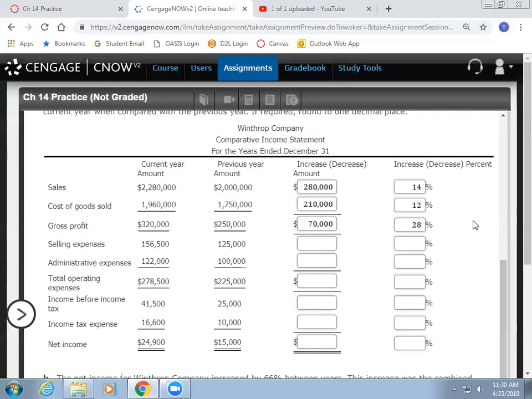So for selling expenses, those also increased, right? So it's 31,500. If we had a decrease, we would put that in as a minus or in parentheses to show that. So here we have an increase in selling expenses of 31,500, which should give you a percent increase of 25.2. Administrative expenses also increased, by 22,000.